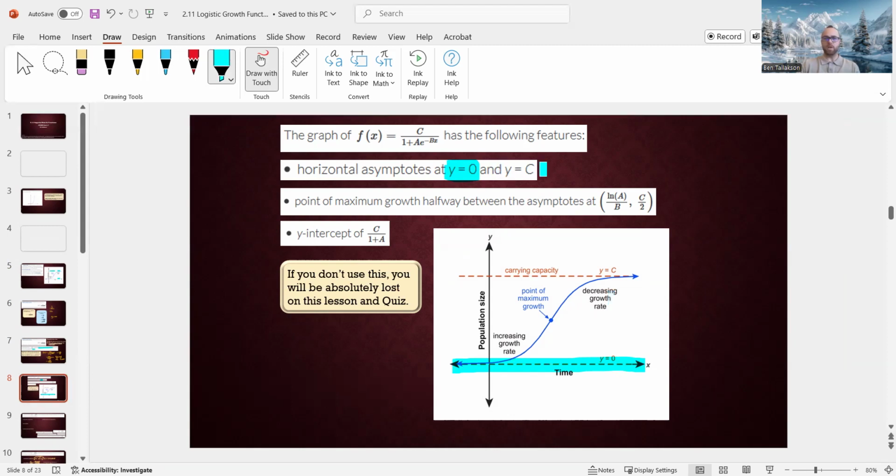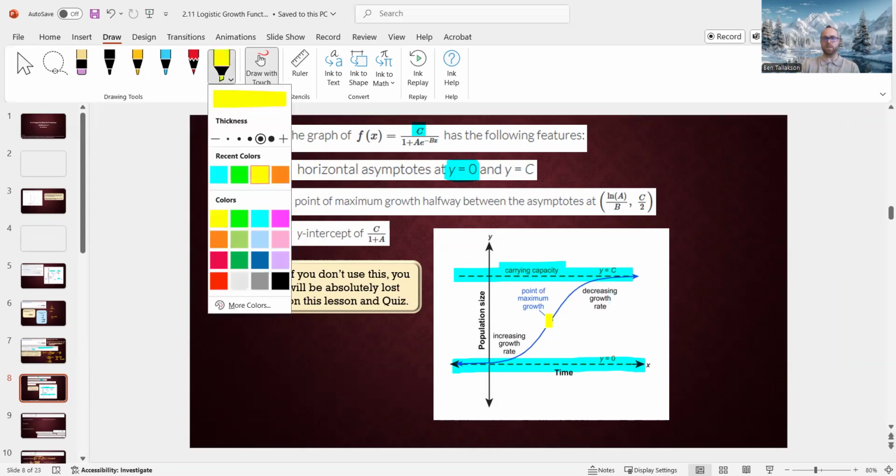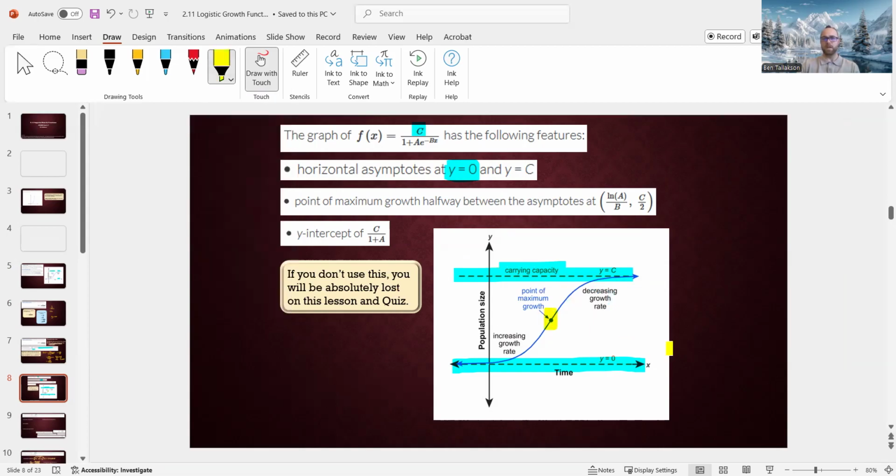Okay? And then y equals c. Where is c? Well, that is in the numerator. So that is our other horizontal asymptote. That's also called our carrying capacity. Point of maximum growth. Remember, that is that point right in the middle. How do you find it?